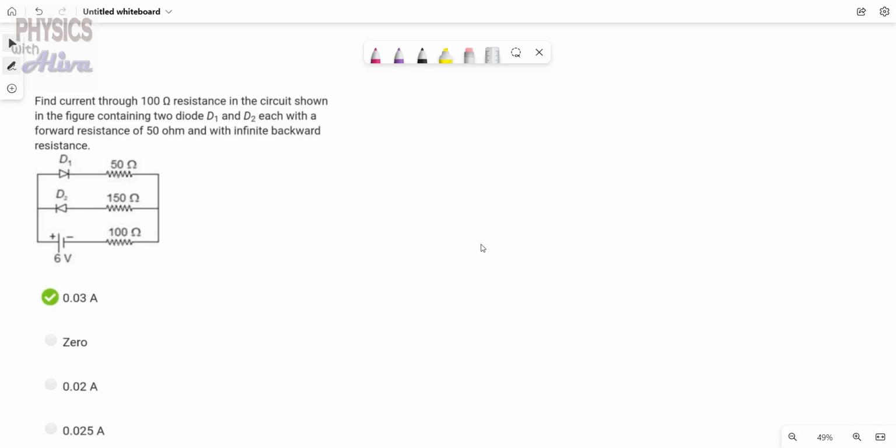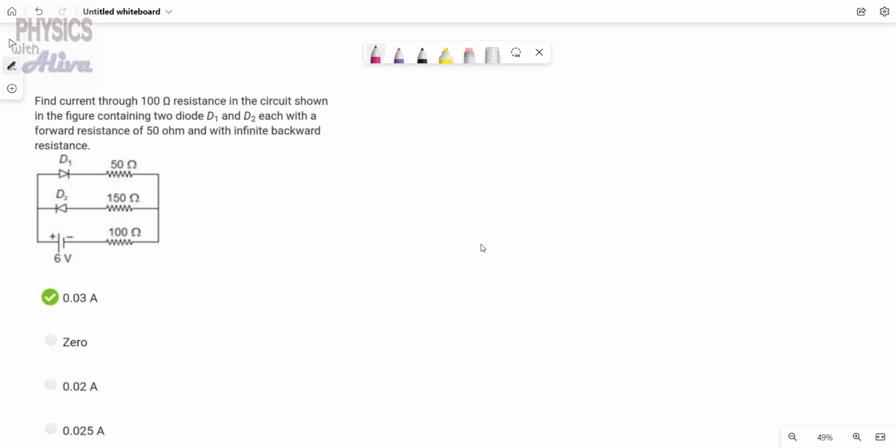Okay, let's start. Find the current through the 100 ohm resistance in the circuit shown in the figure, containing two diodes D1 and D2, each with a forward resistance of 50 ohm and with infinite backward resistance.